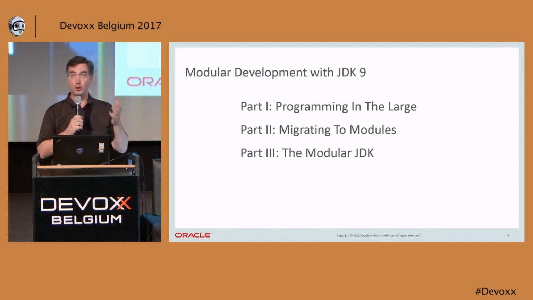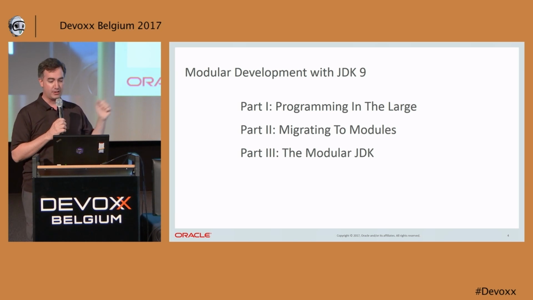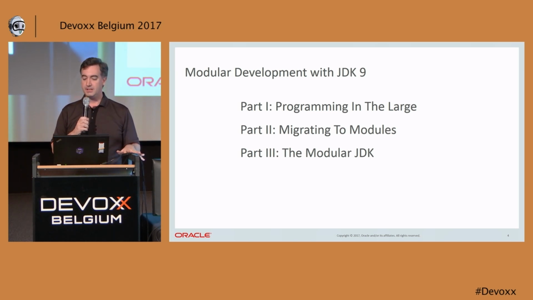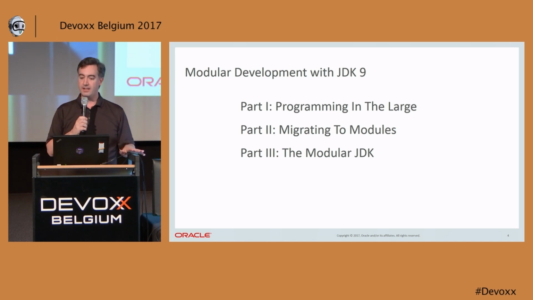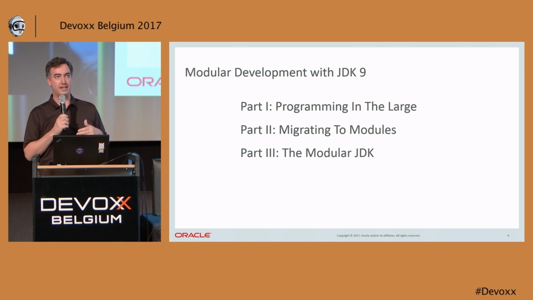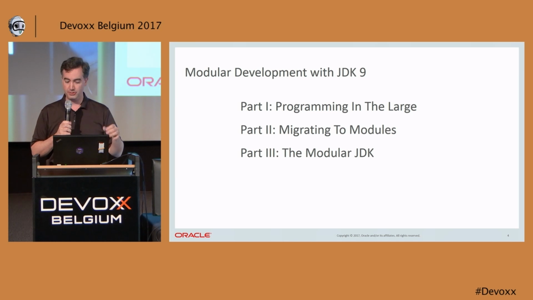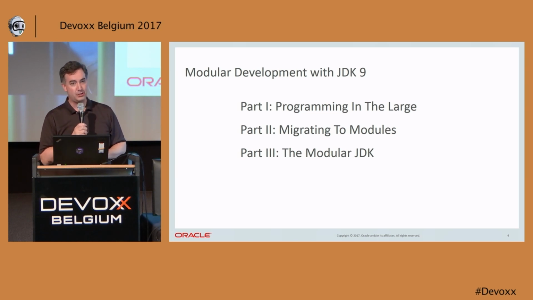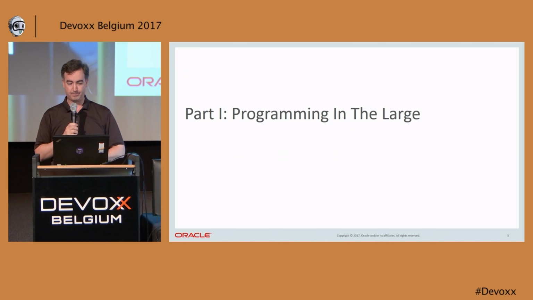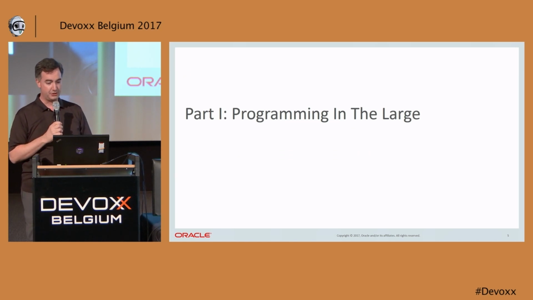So with the theme of modules all the way down in mind, this talk has three parts. The first part explains how modules are a long overdue building block in the structure of application code. The second part is about how applications and the libraries they depend on can migrate to modules. More broadly, it's about how you can mix modular code and non-modular code. And the third part is about the structure of the modular JDK, including some of the compatibility issues that arise from it. So, programming in the large.